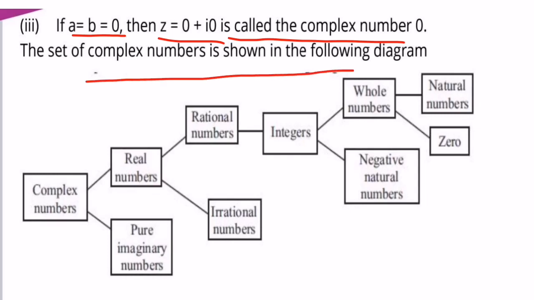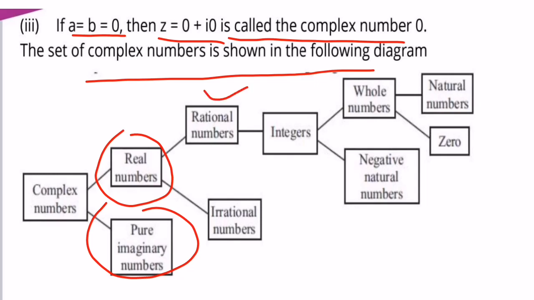The set of complex numbers is shown in the following diagram. Complex numbers are divided into two parts: real numbers and purely imaginary numbers. Then real numbers are divided into two kinds, rational numbers and irrational numbers. Rational numbers contain integers; integers are divided into whole numbers and negative integers. And whole numbers are the combination of natural numbers and zero.